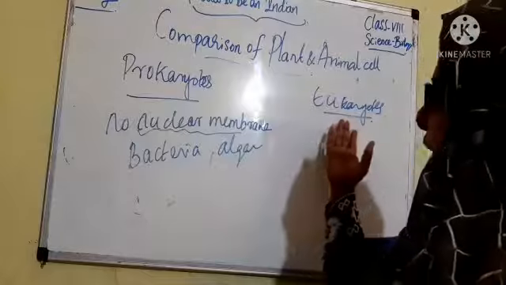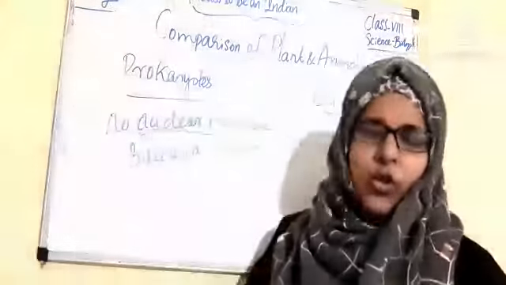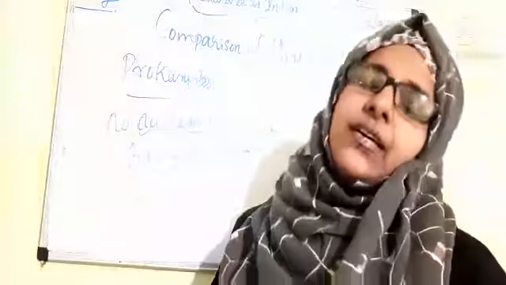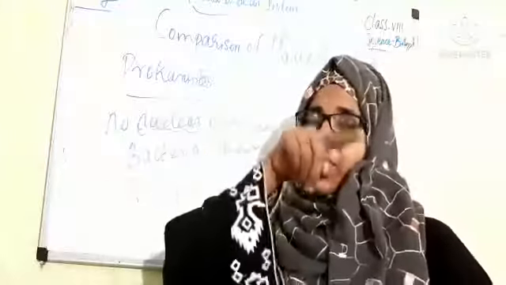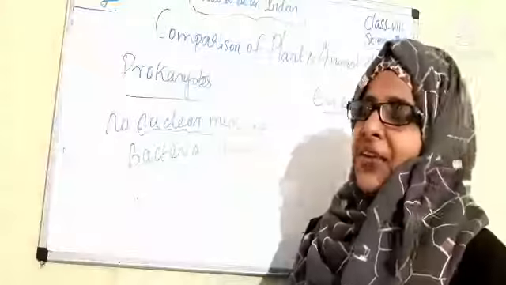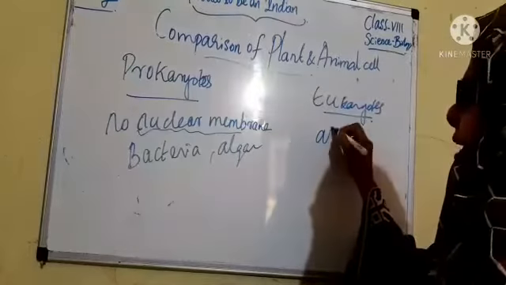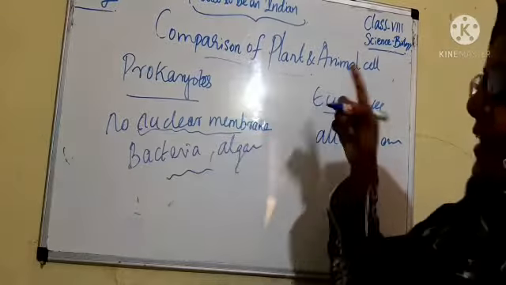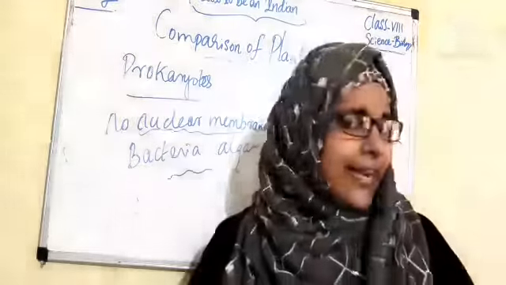Let's check about the eukaryotes. It's just the opposite of the prokaryotes. It means in eukaryotes, nuclear membrane is present. Nuclear membrane is the outer cover of the nucleus that is present in eukaryotes. For example, all other organisms, except what? Bacteria and algae. They are eukaryotes. Clear, all of you?